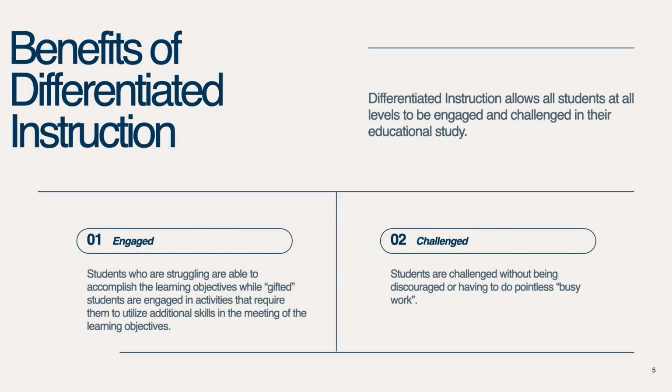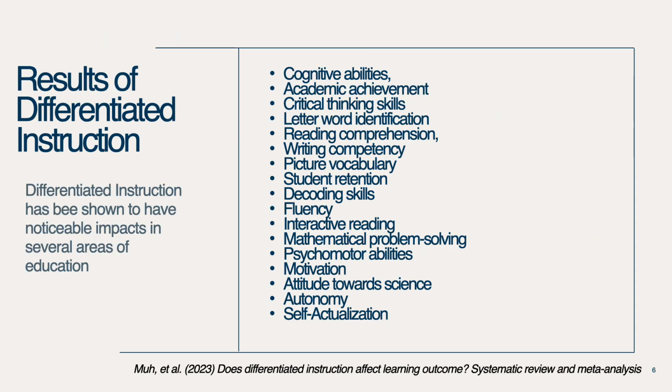What are the results? From a study, Mew et al., this is a fairly recent study, looked at the concrete results, we could say. What are the actual results of differentiated instruction using a control group and a test group? And differentiated instruction has been shown to have noticeable impacts in several areas of education.